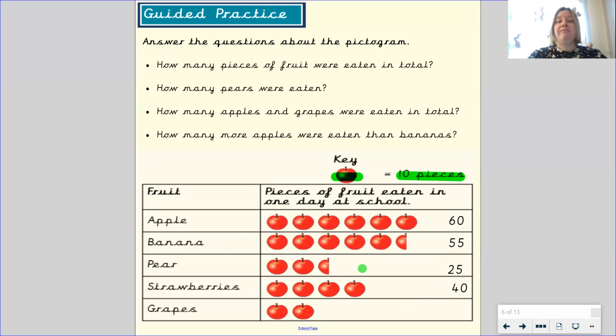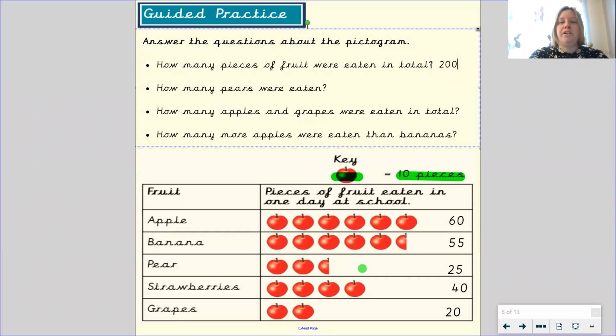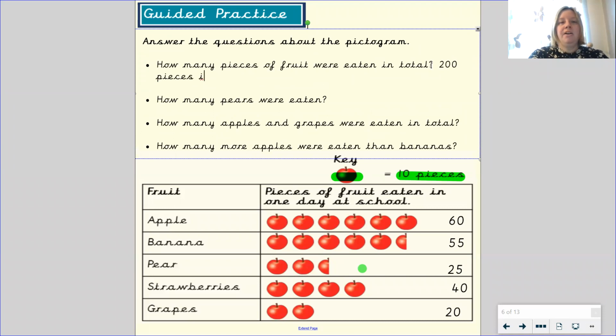Finally, we have to count the grapes. Can you count with me? 10, 20. So 20 pieces of grapes were eaten. Can you pause the video and add those numbers together to find the total number of pieces of fruit that were eaten? So if I add all of these together, 200 pieces of fruit were eaten.